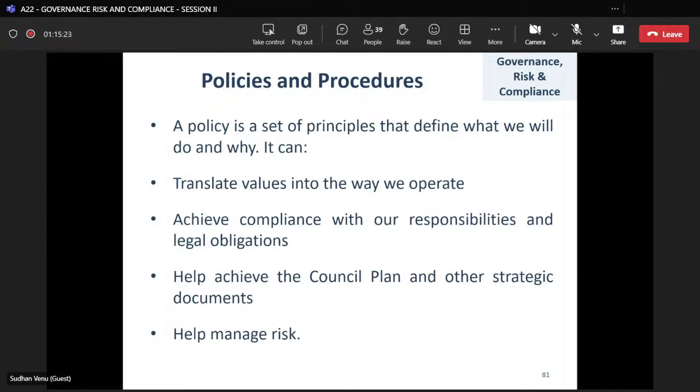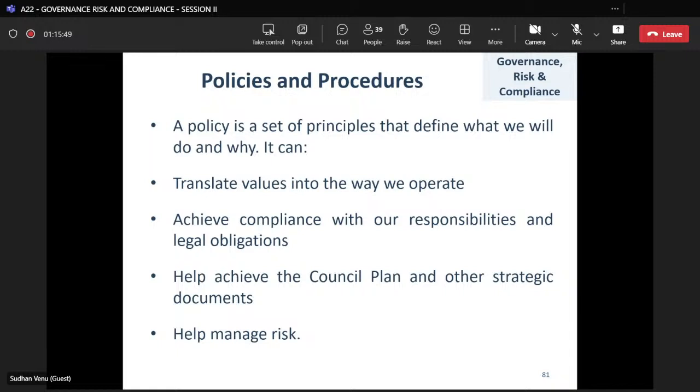Next one is for policies and procedures. In order to make those steering committee, what are the policies and procedures they are following? A policy is a set of principles, and they are defined: what we have to do and why we have to do everything will be in terms of that.